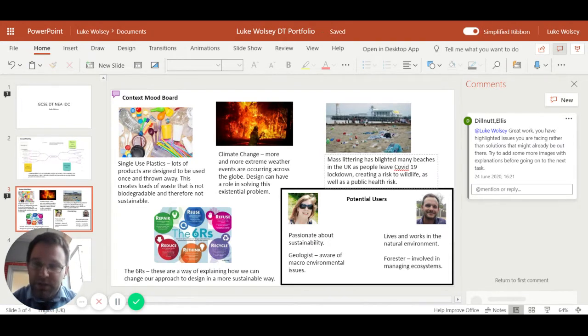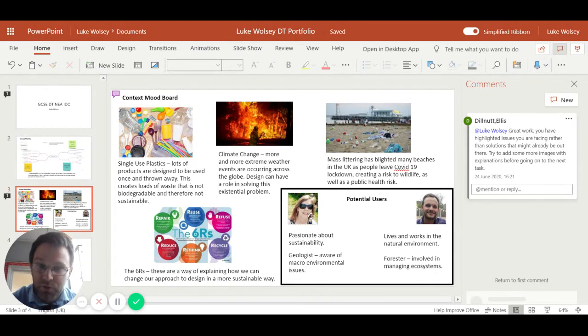So this is how the sharing and feedback system works. You share it to your teacher, they leave you feedback, you do the necessary changes. They might say to you, that's great, move on. If you've done it correctly, they might say, that's great, move on. Next task then, potential users.